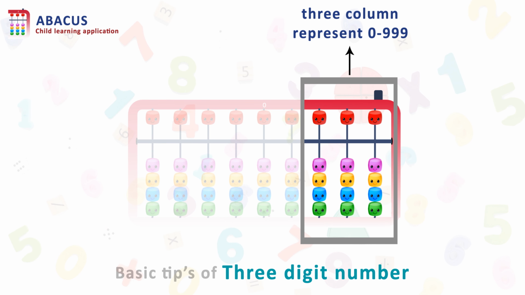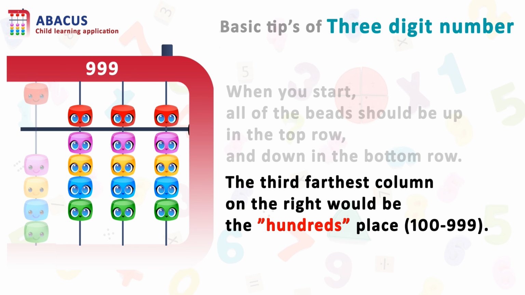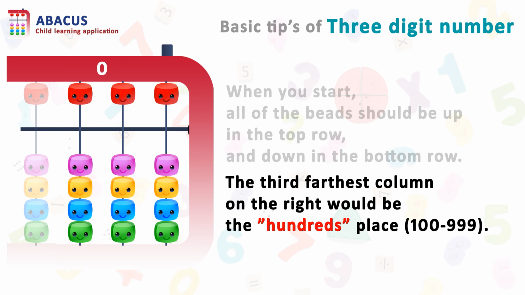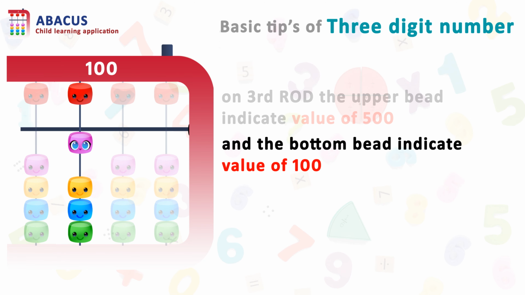3 columns can represent values from 0 to 999. When you start, all of the bits should be up in the top row and down in the bottom row. The third column from the right is the hundreds place. On the third rod, the upper bit indicates a value of 500 and the bottom bit indicates a value of 100.